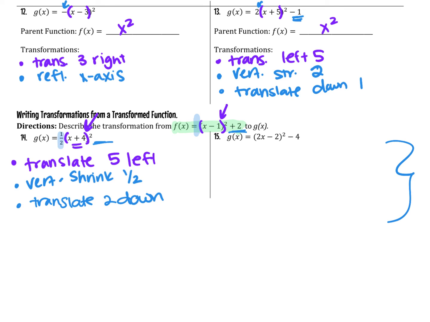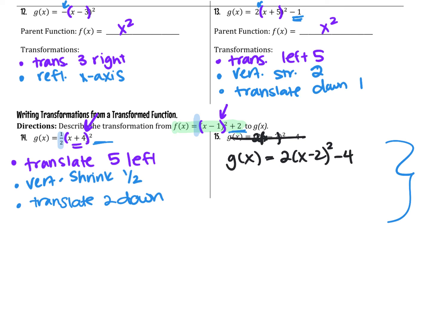I'm actually going to change one thing on this next problem because we haven't talked about horizontal shrinks yet. So let's actually move that 2 onto the outside. Sorry, I'm just editing this problem because I don't think we should talk about horizontal stretches and shrinks if we haven't talked about what they are yet. So actually here, let's just rewrite this. We're going to call this g of x equals 2 times (x minus 2) quantity squared minus 4.